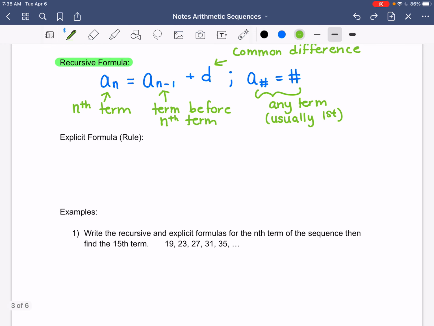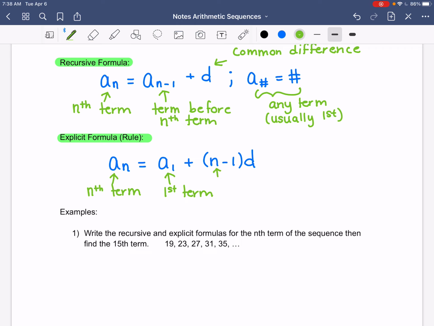We also have an explicit formula we're going to look at. Sometimes, like I said, they'll call it the rule. The explicit formula looks like a sub n equals a sub 1 plus n minus 1 in parentheses times d on the outside. And a sub n, again, just means the nth term. A sub 1, since there's a 1 there, means this is the first term. And n just means the term number. And again, d means the common difference.